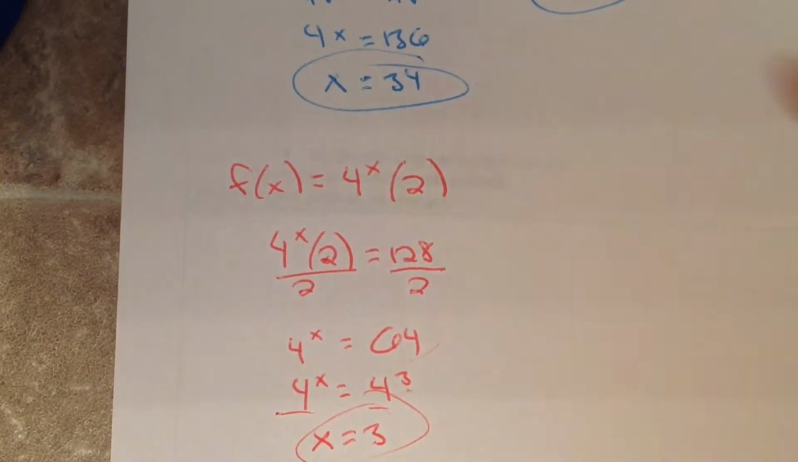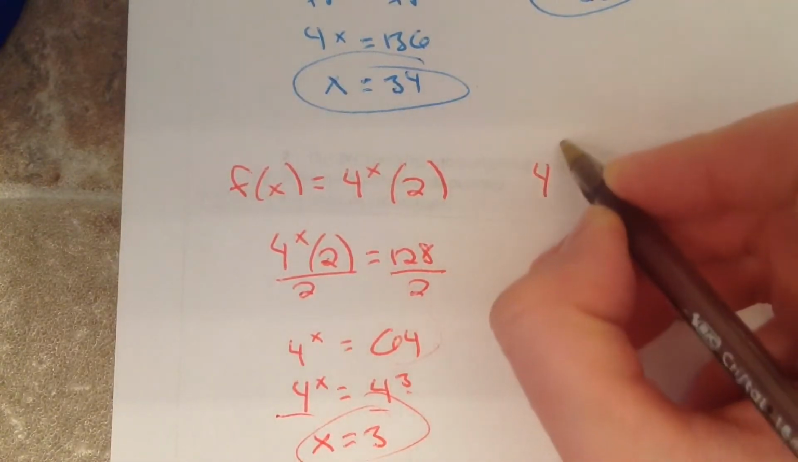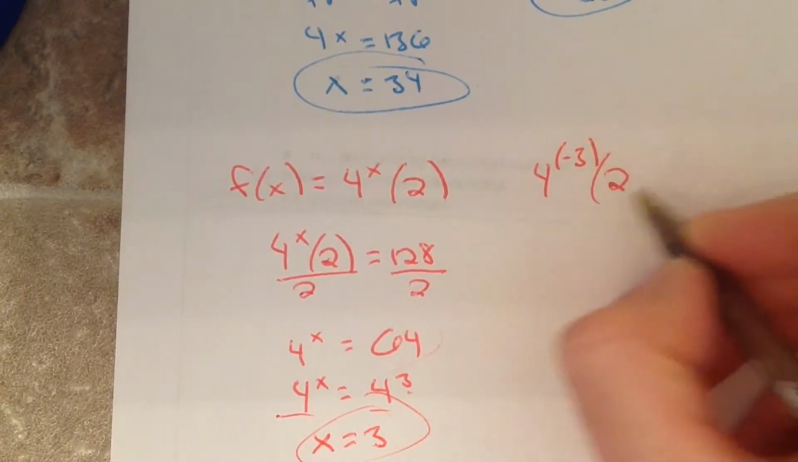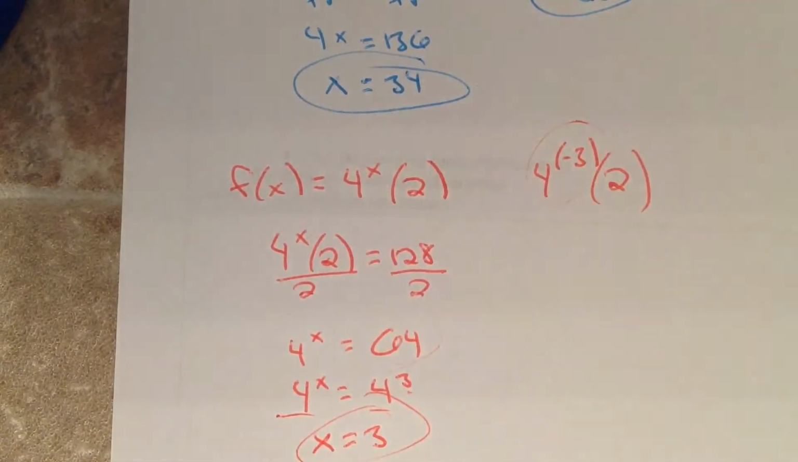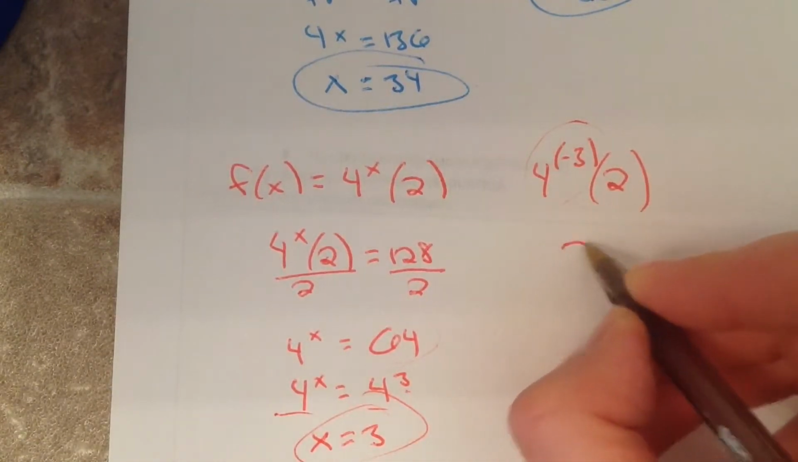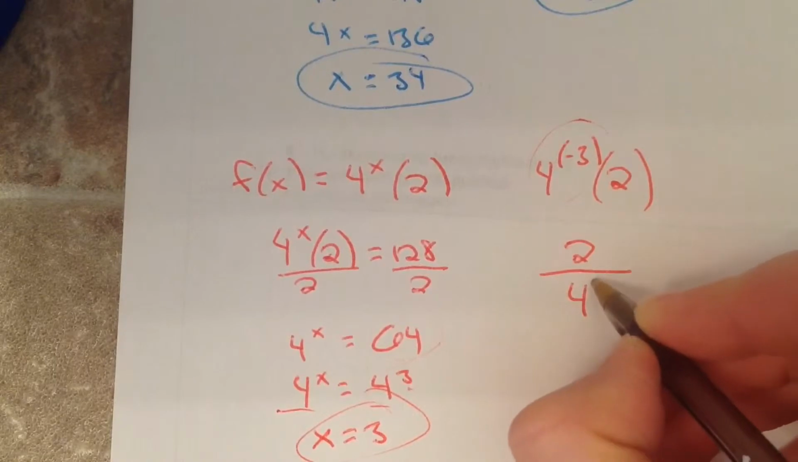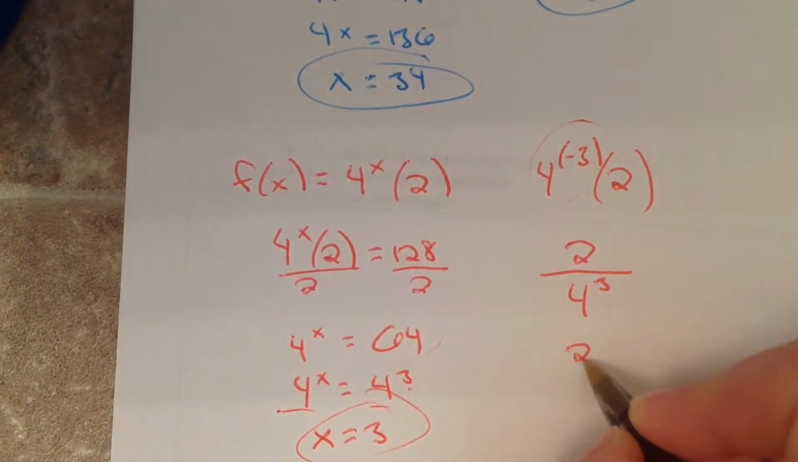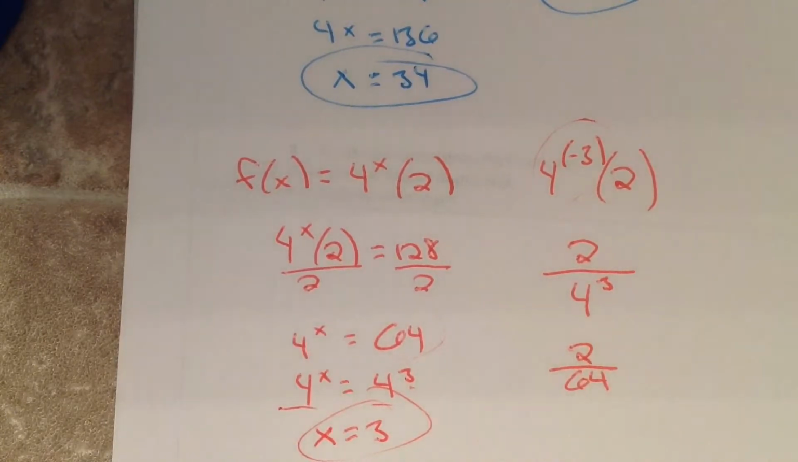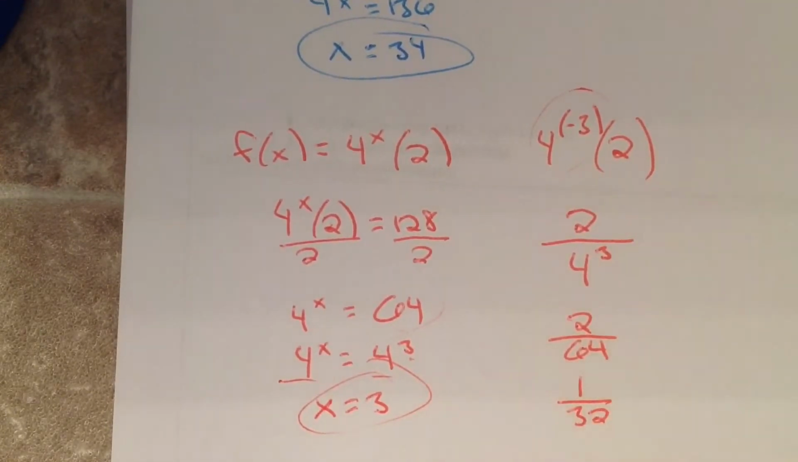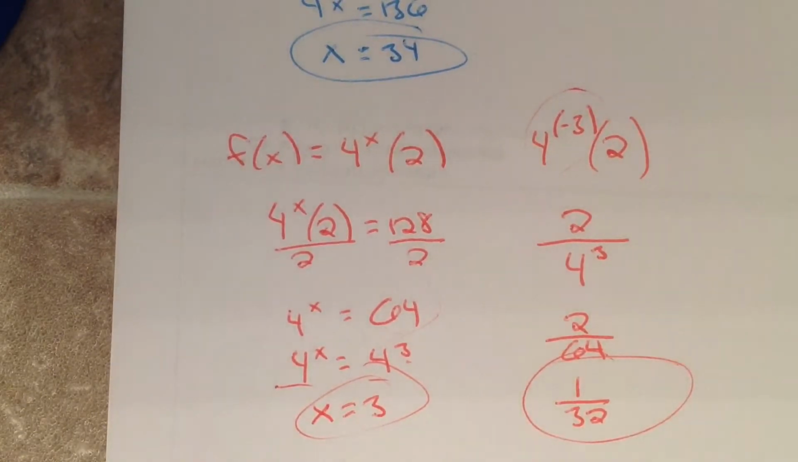On the other hand, if we want to know what this is when we plug in -3 for the x, well, something to remember, when we plug in a negative exponent, it's the same thing as taking it to the denominator. So another way to write this is 2 over 4 to the third power. Well, we know that 4 to the third is 64. And 2 over 64 is the same thing as 1 over 32, if we reduce the fraction.